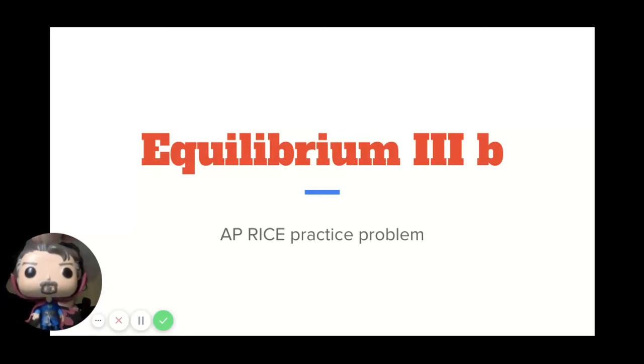Equilibrium problems. It's possible I'm losing my equilibrium. This is like the 5th time I've tried to record this. It'll work this time. Okay, so here's an AP practice problem that requires the use of RICE tables. So let's do this.